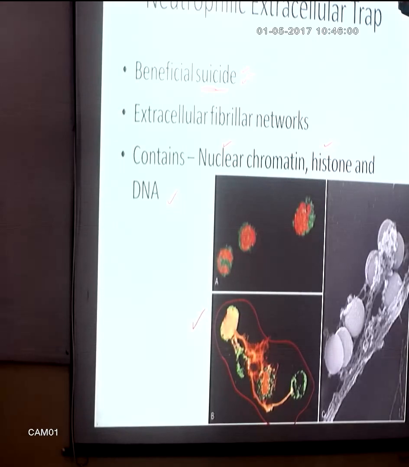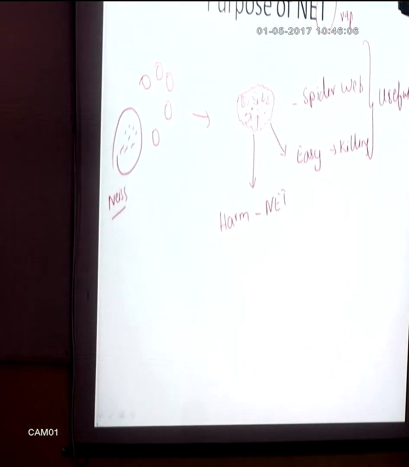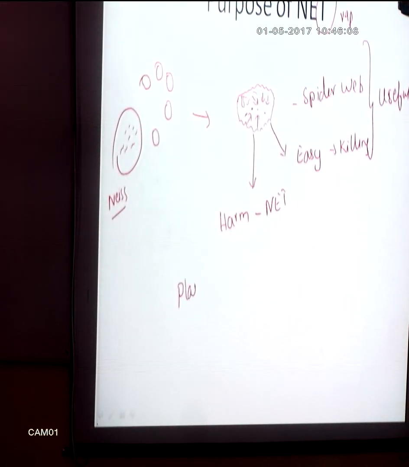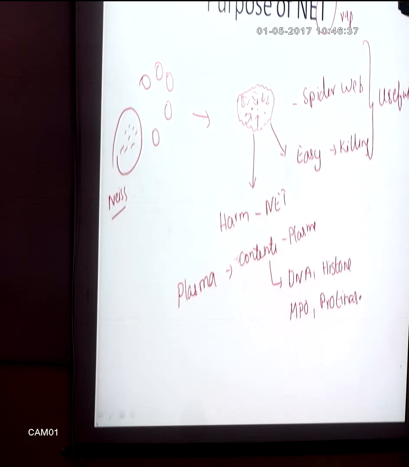See here, it is clearly written, it's an extracellular fibrillary network. It means this trap is occurring in the plasma, so the contents of the neutrophils are out in the plasma, right? So what are the contents? The nuclear contents, DNA, histones, and obviously the neutrophil granule contents, MPO, proteinase and all those things. Does it ring a bell? Does it strike anything? I'll give you 2 seconds. Just think about it.